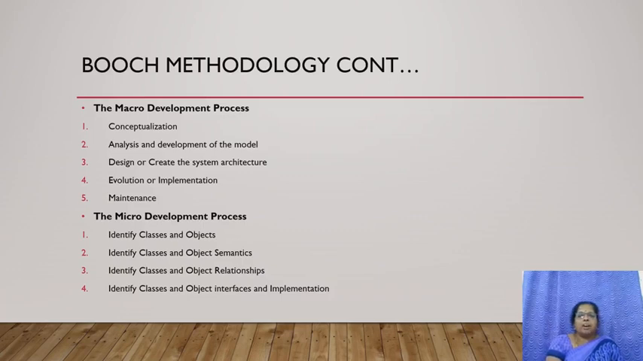It is considered in two processes: a macro development process and a micro development process. The macro development process starts with conceptualization, that is, which concept we can use in the process. Then analysis and development of the model, where you collect the particular requirements. Then design, or creating the system architecture. You design your system and create a model of your system.